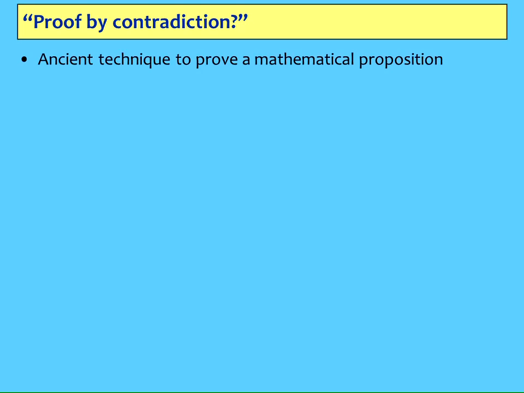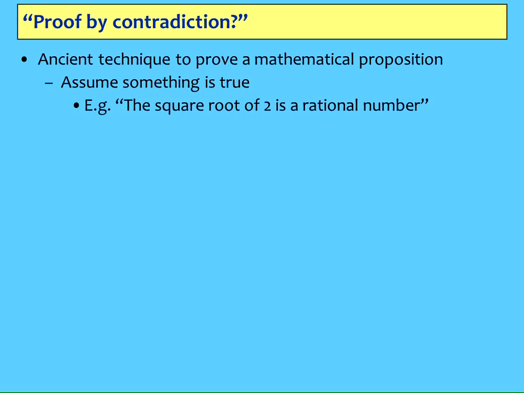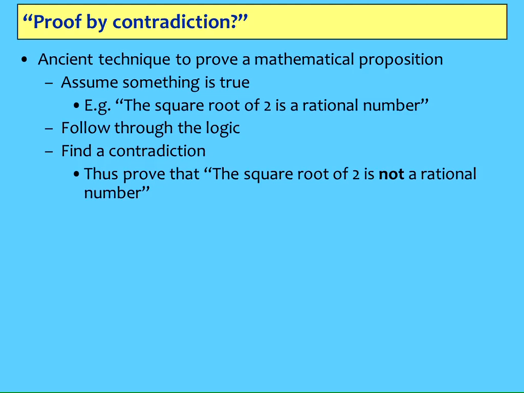What is proof by contradiction? Well, it's an ancient technique to prove a mathematical proposition that you can't otherwise solve, where you assume something is true. For example, you assume the square root of 2 is a rational number, and you then follow through the logic and you contradict that assumption. And by having contradicted your initial assumption, you prove that the square root of 2 is not a rational number.